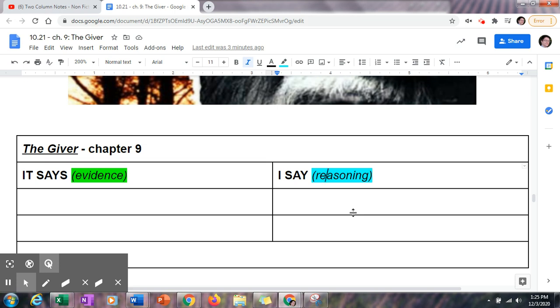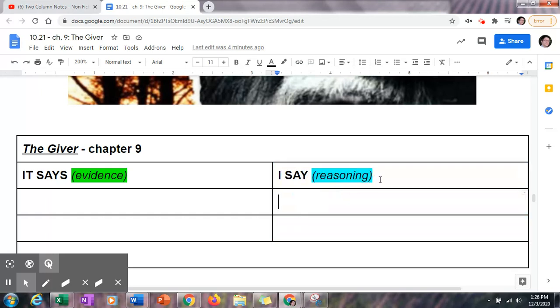All right, let's talk about two-column notes when it comes to reading fiction. So two-column notes will always look the same. You see the "it says" column on the left, that's where your evidence goes, words from the text. And then the "I say" column on the right. That's your words, your own thoughts, your interpretation or analysis of the text, your analysis of your evidence that had been on the left side.